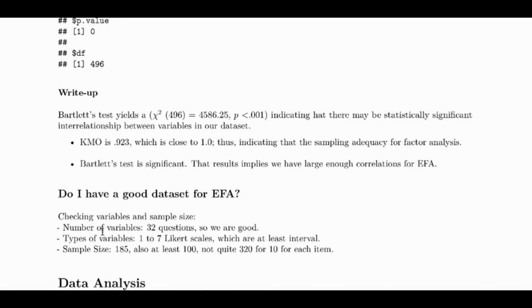I can also check the number of variables. I have 32 questions. The type of variables, 1 to 7, they are at least interval. They might not be truly continuous, but we can say they're quasi-continuous or they're interval. And the sample size is pretty good. It's 185. It's not less than 100. It's not quite 300, but at least we have 10 observations for each item.